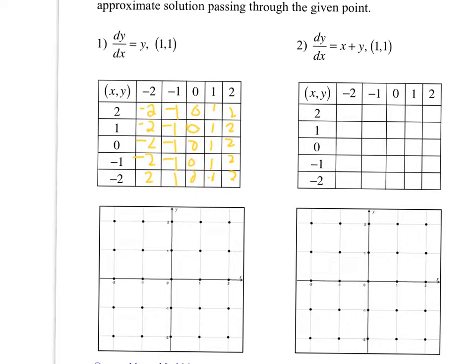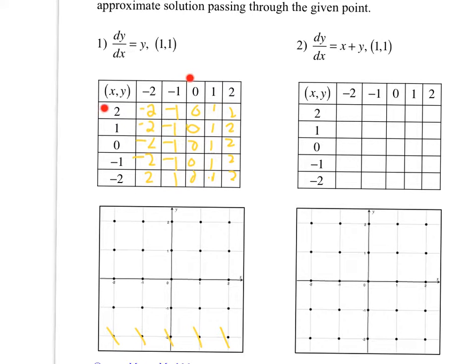Okay, so let's create a bunch of slopes. At the point (2, -2), the slope is -2. So I'm going to graph a little line with a steep negative slope. Steep, steep, steep for all of these ordered pairs: (2, -2), (1, -2), (0, -2), (-1, -2), and (-2, -2).